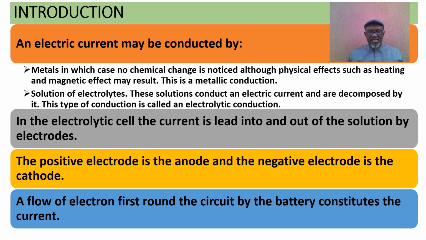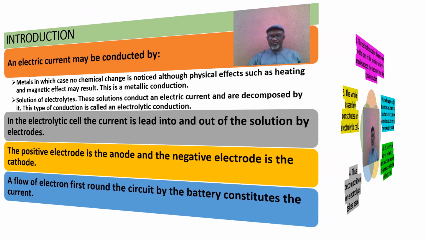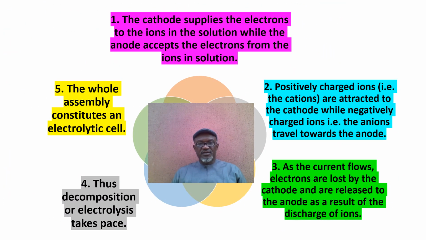In the electrolytic cell, the current is led into and out of the solution by electrodes. The positive electrode is the anode, and the negative electrode is the cathode. Now, the flow of electrons round the circuit by the battery constitutes the current. The cathode supplies electrons to the ions in the solution, while the anode accepts the electrons from the ions in solution.